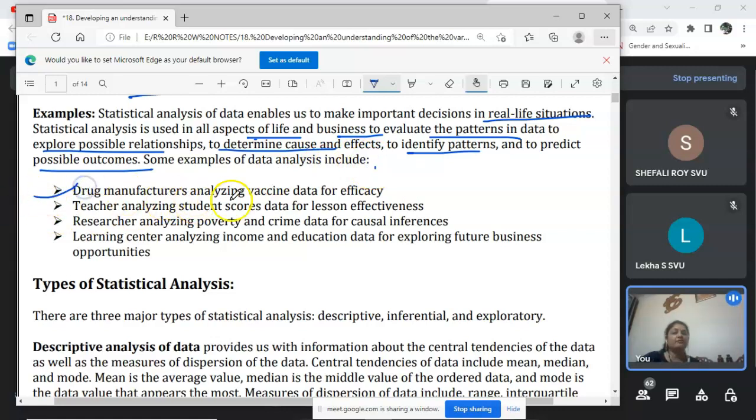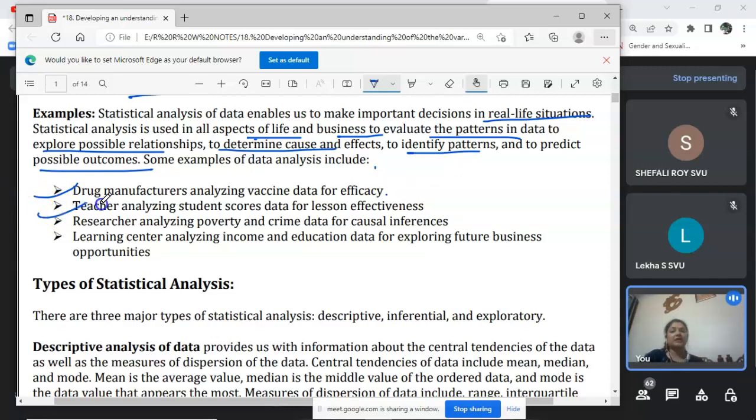First, drug manufacturers analyze vaccine data for efficacy. Whatever chemical or pharma industry is working here, they are developing some vaccine or drug, and obviously their participants will be normal people. They will approach the doctor and say, please suggest this medicine for the particular problem, and we want to observe the effect of it.